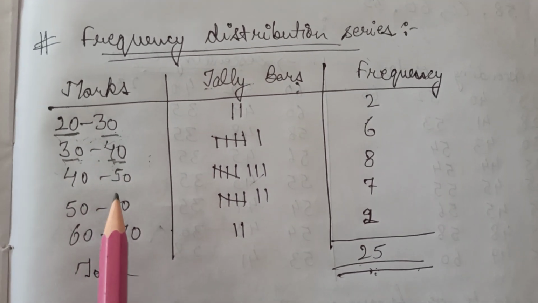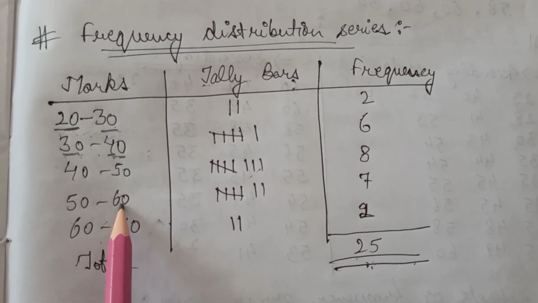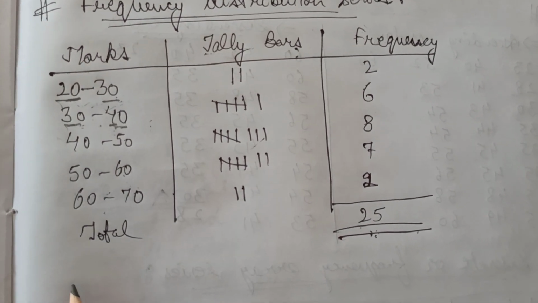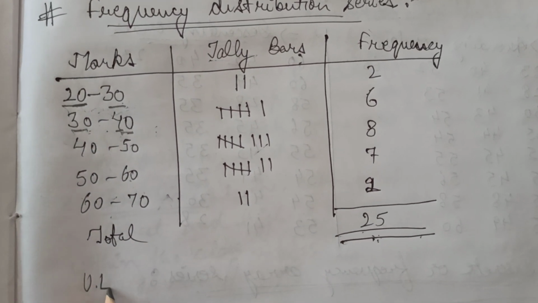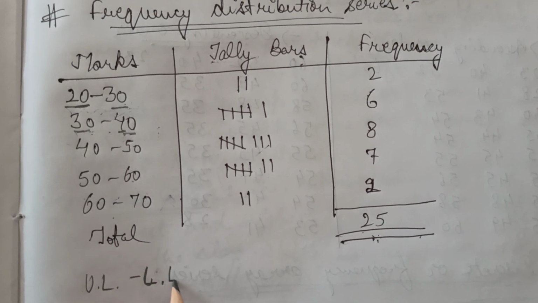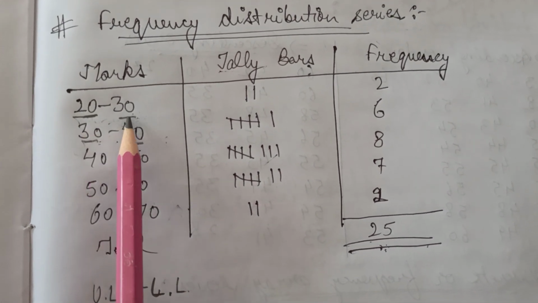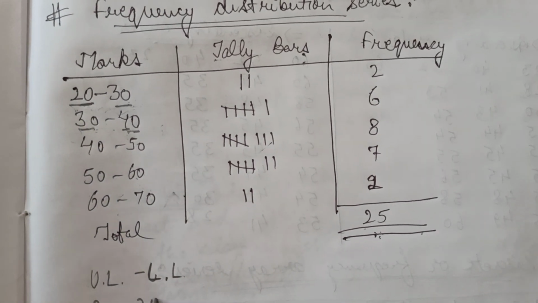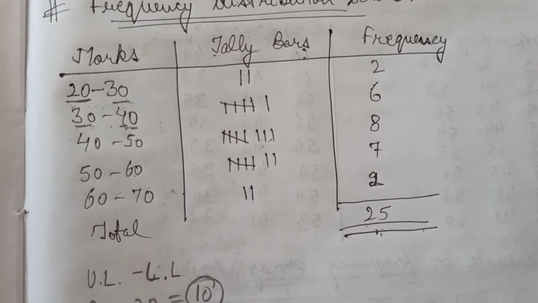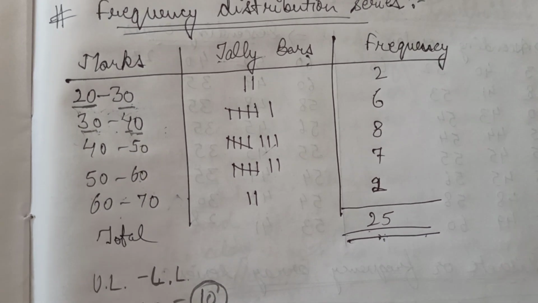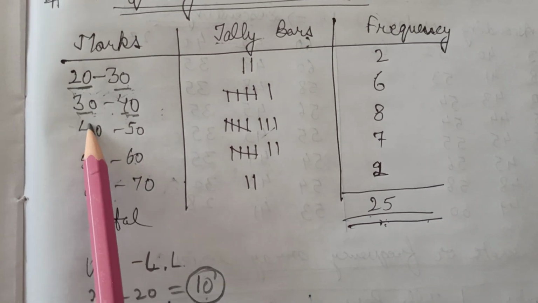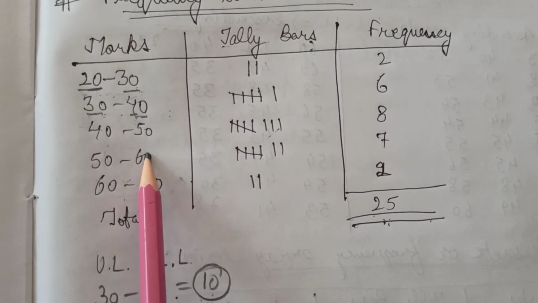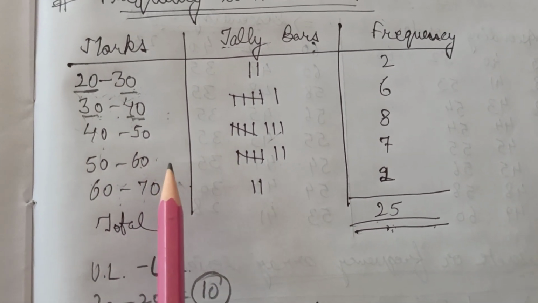Next is the magnitude of a class interval, or you can say the width of a class interval. Now how is this calculated? The magnitude is calculated as upper limit minus lower limit. Like in the first class, the upper limit is 30 and the lower limit is 20. So now I will subtract 20 from 30, and I will get 10. So what is 10? 10 is the magnitude of a class interval. Similarly, we can find the magnitude of any class interval by subtracting the lower limit of a class from the upper limit.